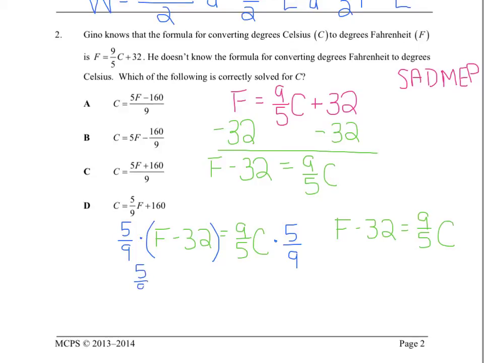This becomes 5/9 f minus 5/9 times 32. And on this side, we have c. Now I have 5/9 f, and you can use your calculator. In your calculator, you press 5/9 in parentheses times 32. That will give you your correct answer.